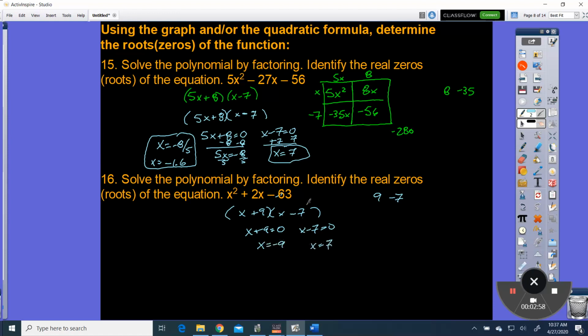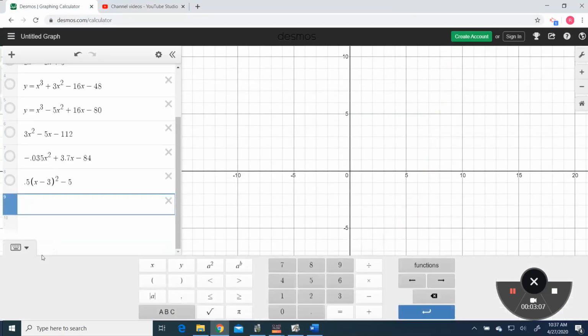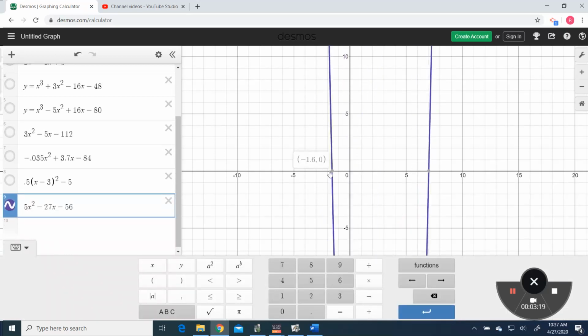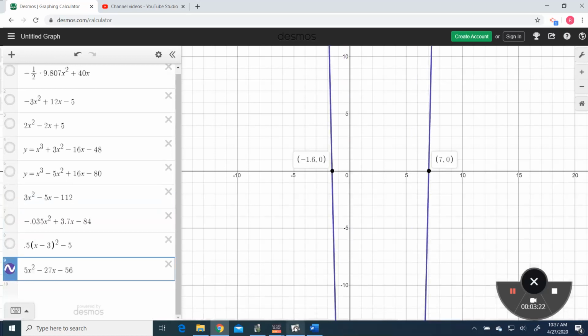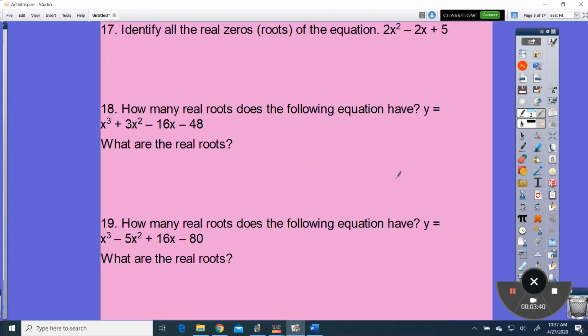So there we go. Again, you could have taken these to Desmos: 5x squared minus 27x minus 56. So negative 1.6 and 7. So just another way to do it. Pretty quick on Desmos. So as long as wherever you're at allows you to use Desmos, it's a great way to go. The ACT doesn't let you do it, but you don't have questions like this on the ACT.